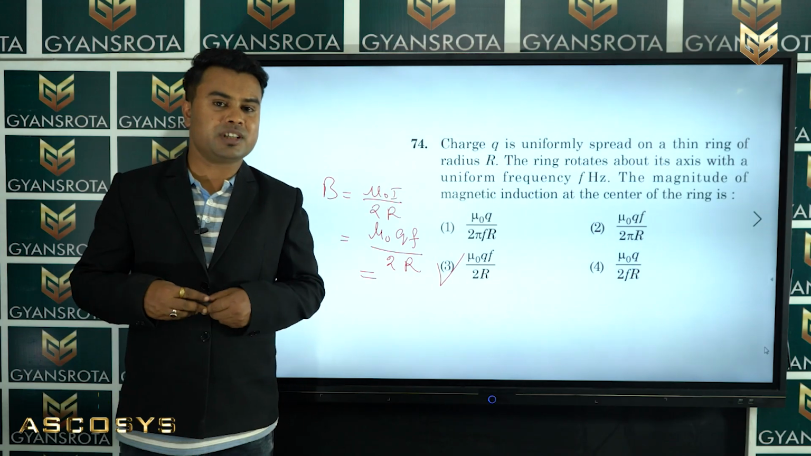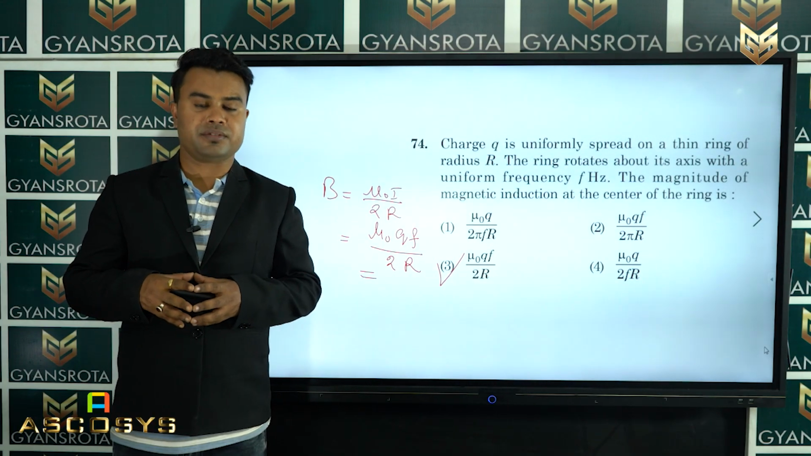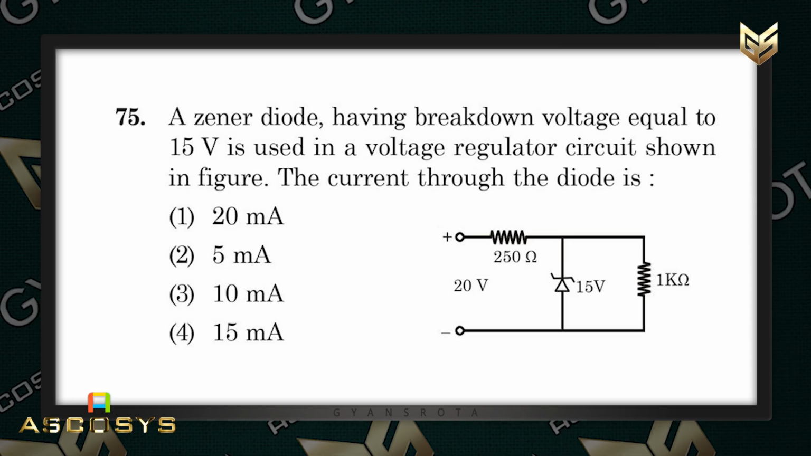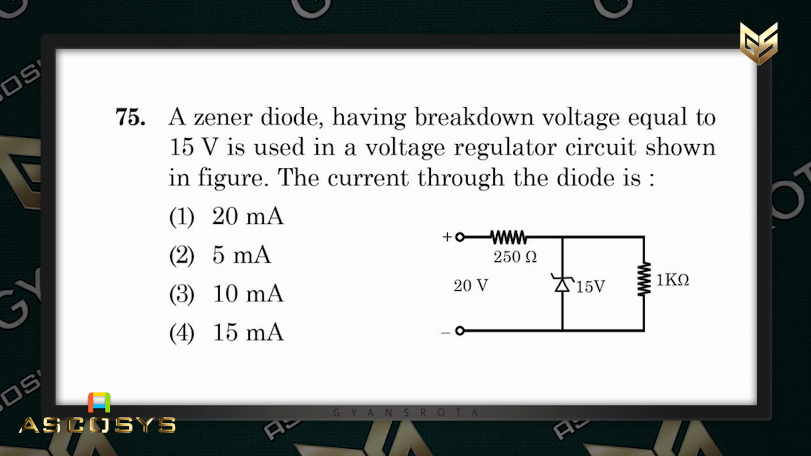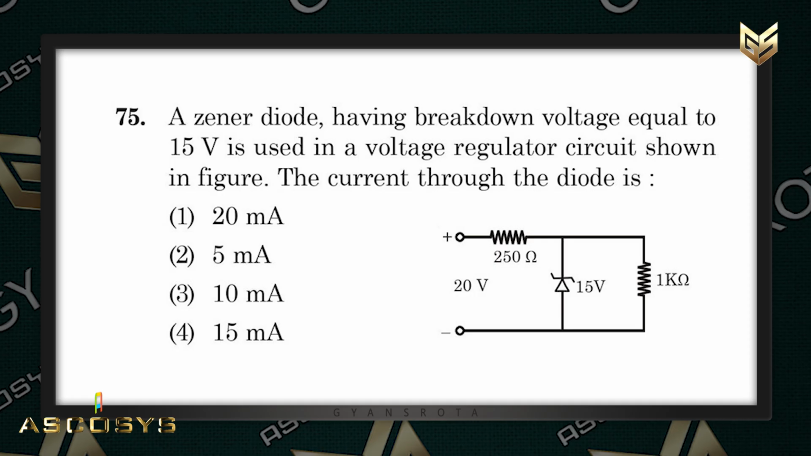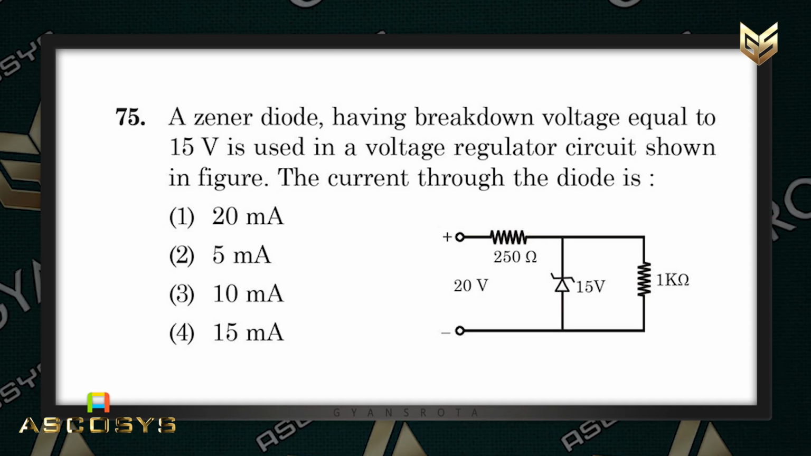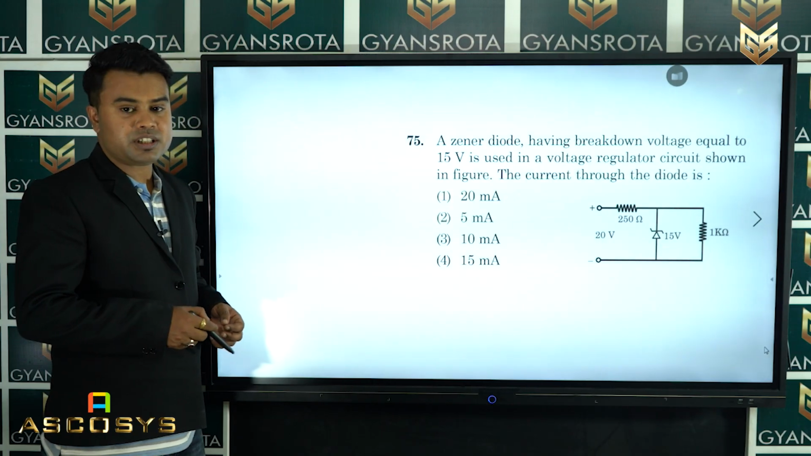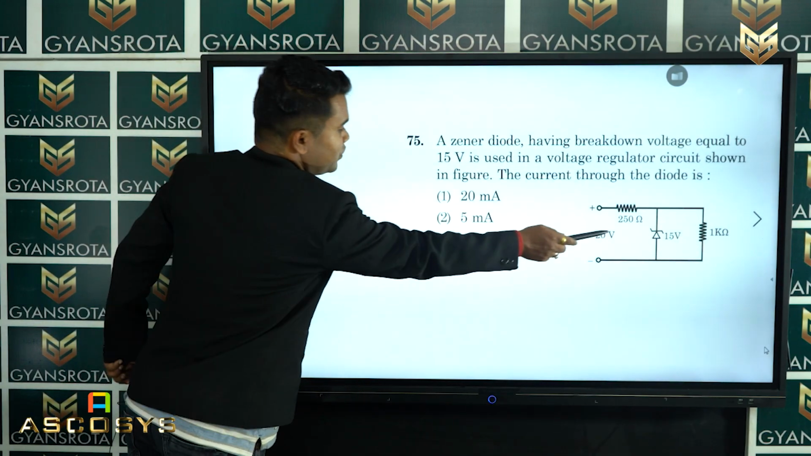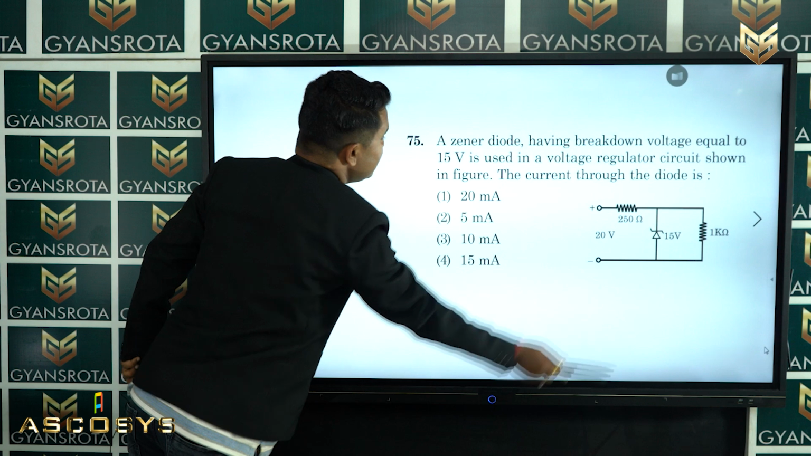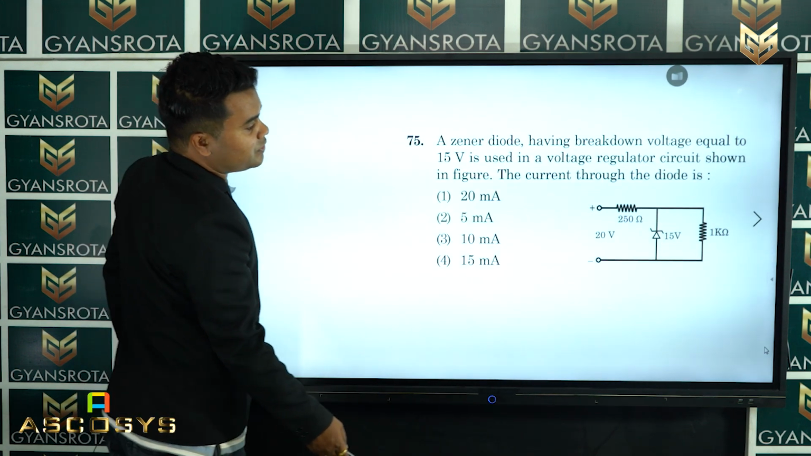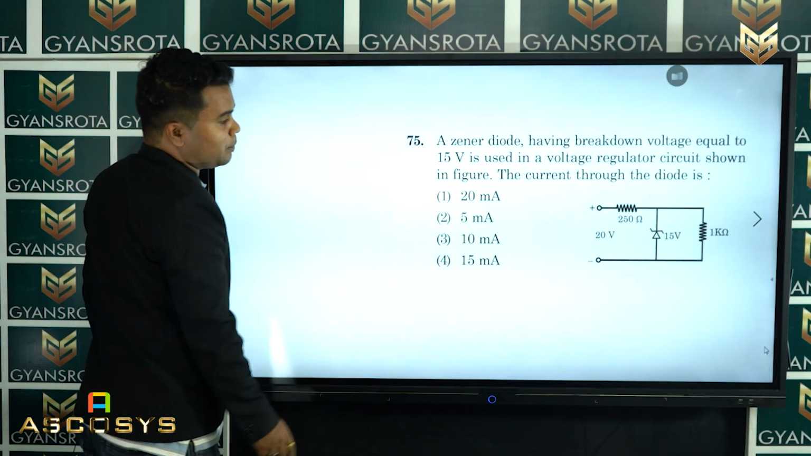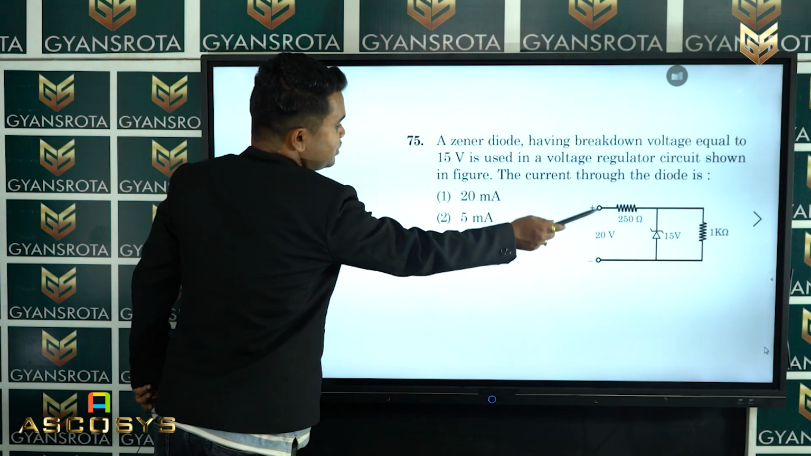Let us move to the next question, that is question number 75. A Zener diode having breakdown voltage equal to 15 volt is used in the voltage regulator circuit shown in the figure. The current through the diode is? The voltage across the Zener diode is given to you. This voltage at these two terminals is 15 volt. Here it's also given 20 volt, that is the supply voltage.